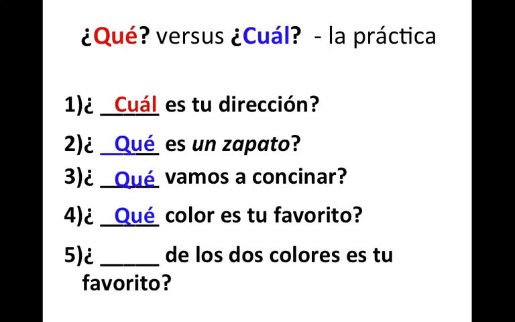¿Qué? When the word following the interrogative question word is a noun, it's going to be ¿qué? And the last one, something de los dos colores es tu favorito. ¿Cuál? This is asking for a selection. Which of the two colors is your favorite?